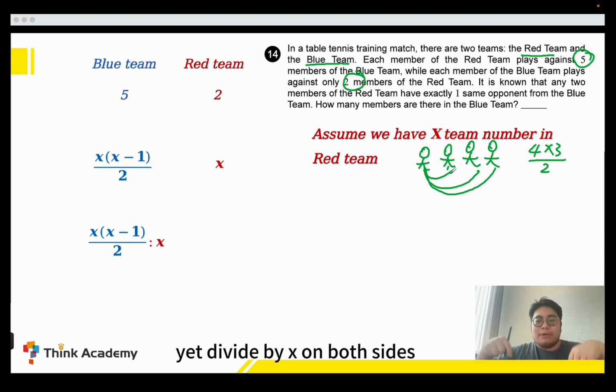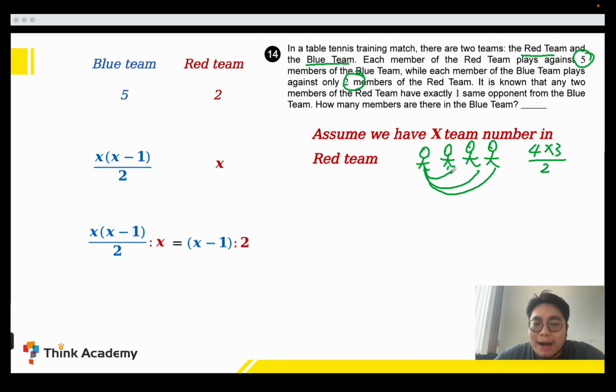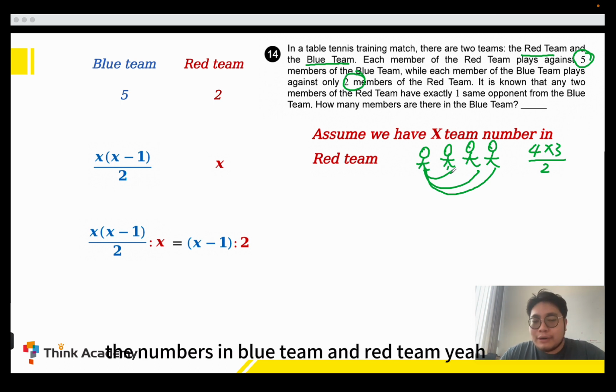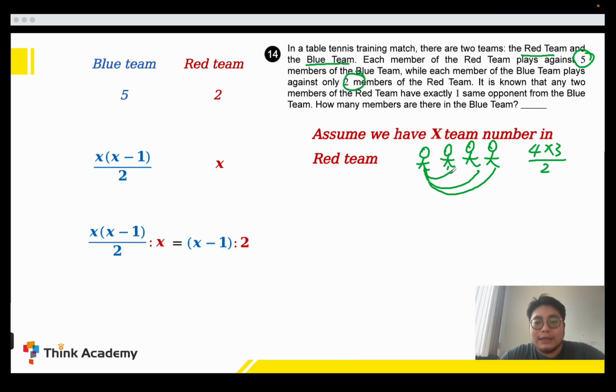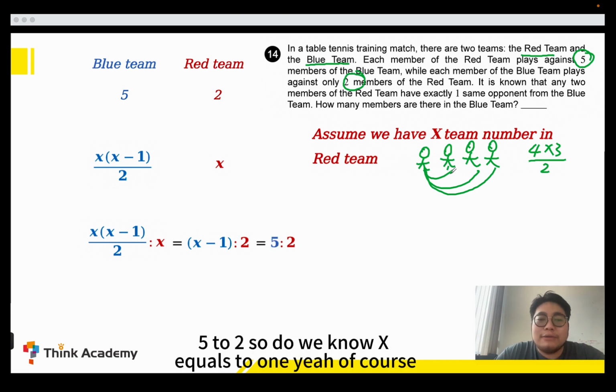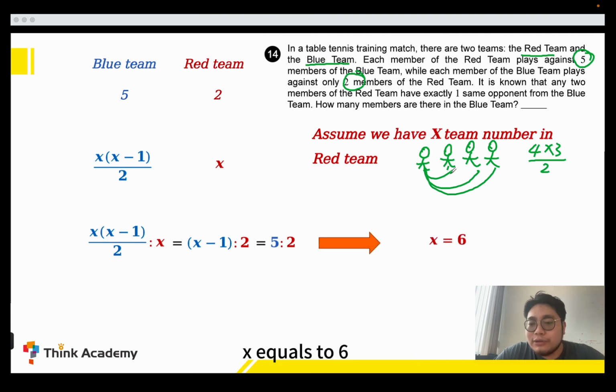Divide by X on both sides. It will become X minus 1 to 2. And remember, you can put the 2 on the denominator to the other side, and it will become X minus 1 to 2. And do we know the ratio of the numbers in blue team and red team? 5 to 2, right? So we can know X minus 1 to 2 is just 5 to 2. So do we know X equals to what? Yeah, of course, X equals to 6.